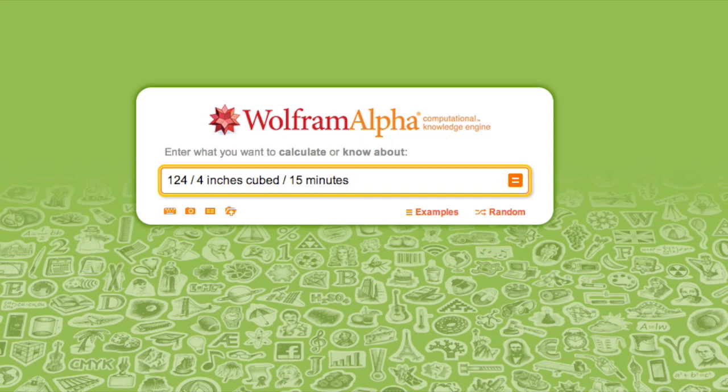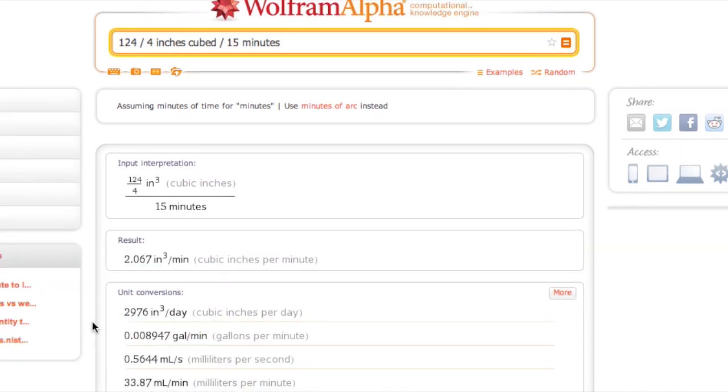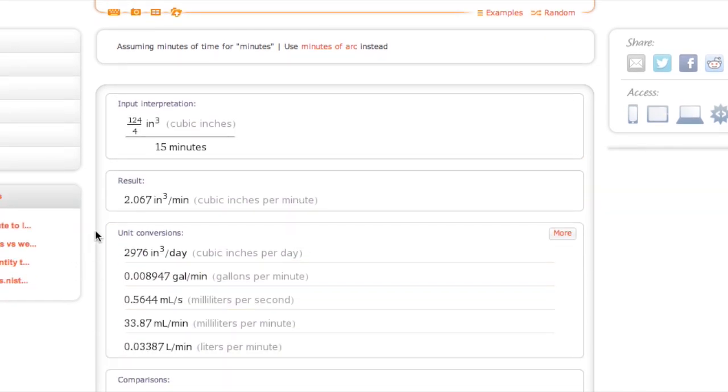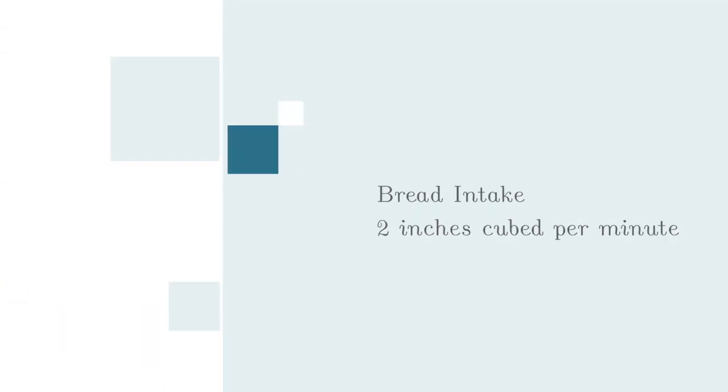Let's see what that rate is like. Let's see. So, a normal person eats their bread at about 2 inches cubed per minute. And this is all based on calculus. So thanks.